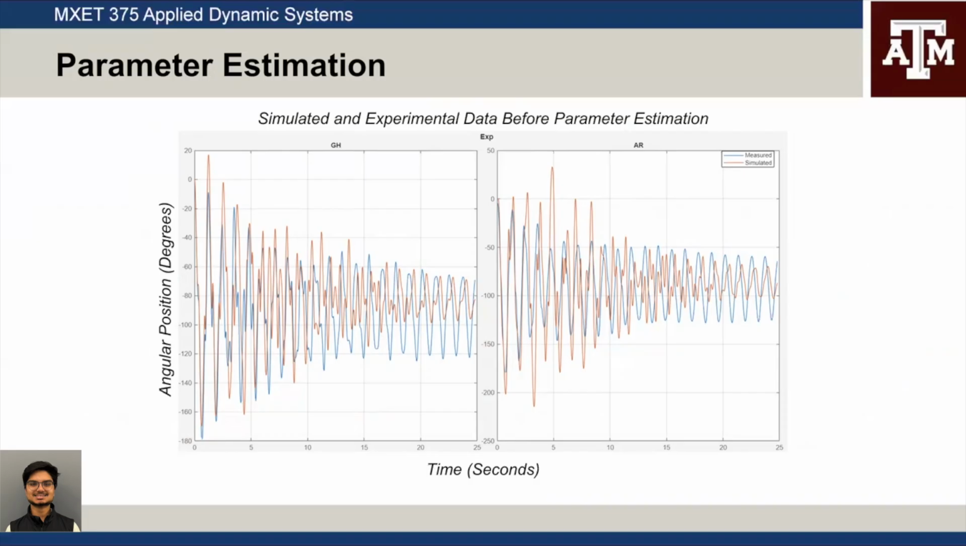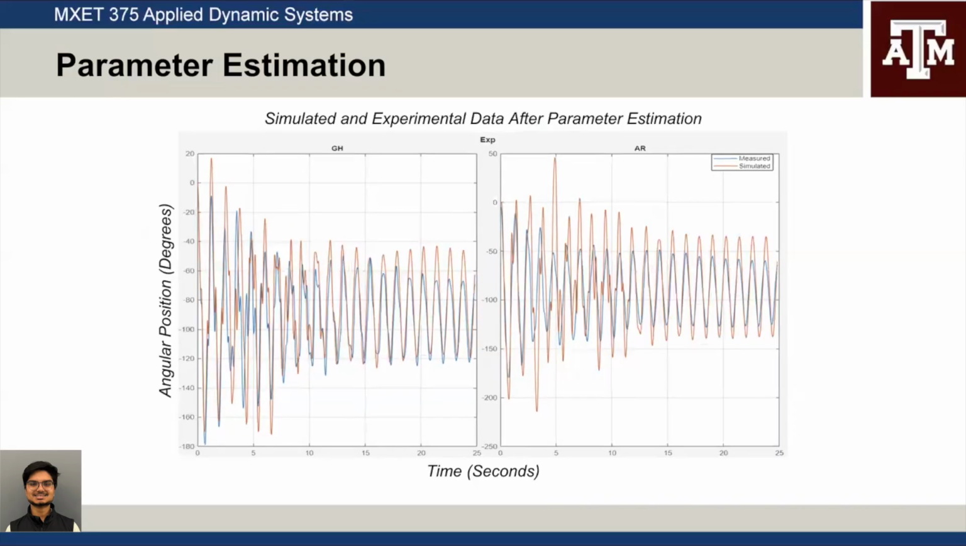And so this is our parameter estimation with our data, which is blue, overlaid on top of the simulation data, which is orange. And over a few iterations, MATLAB was able to optimize the simulation to roughly match the experimental data. As you can see, the measured and simulated data kind of match each other. And the angular position seems to generally follow the same path for links GH and AR, with the exception that the simulated data still has larger amplitudes and a few more spikes than the experimental data.